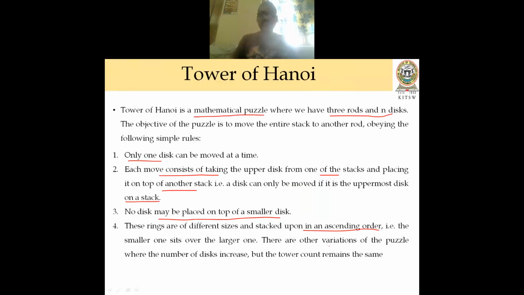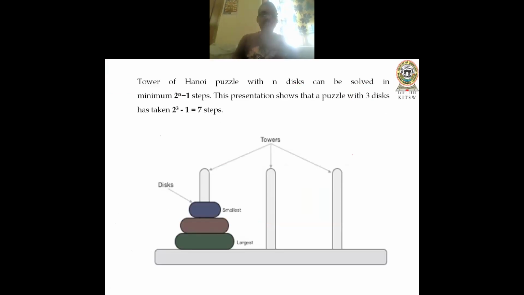There are other variations of the puzzle where the number of disks increases, but the tower count remains the same. That is, we have only three towers, or three pegs or rods, and we have to solve this particular puzzle. Here we are given an example in this diagram. These are the towers, or we can call each one a spindle or a peg: tower 1, tower 2, tower 3.